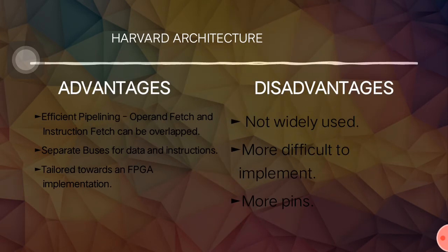Harvard architecture. The advantages are the following: efficient pipelining, operand fetch and instruction fetch can be overlapped. The second one, separate buses for data and instructions. The last one, tailored towards an FPGA implementation, which means Field Programmable Gate Array. The disadvantages of Harvard architecture are: not widely used, more difficult to implement, more pins.